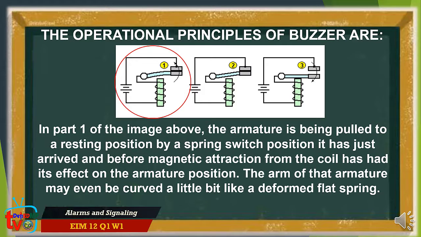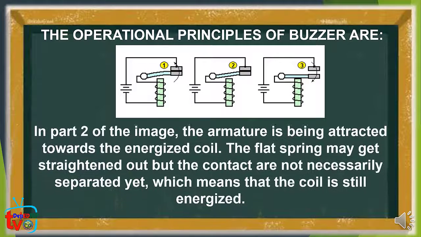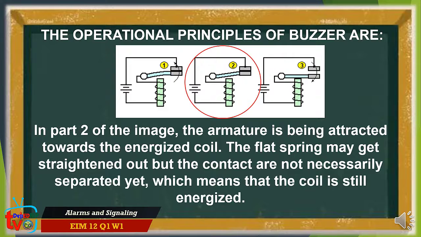In part 1 of the image above, the armature is being pulled to a resting position by a spring switch position it has just arrived, and before magnetic attraction from the coil has had its effect on the armature position. The arm of that armature may even be curved a little bit like a deformed flat spring. In part 2 of the image, the armature is being attracted towards the energized coil. The flat spring may get straightened out, but the contacts are not necessarily separated yet, which means that the coil is still energized.